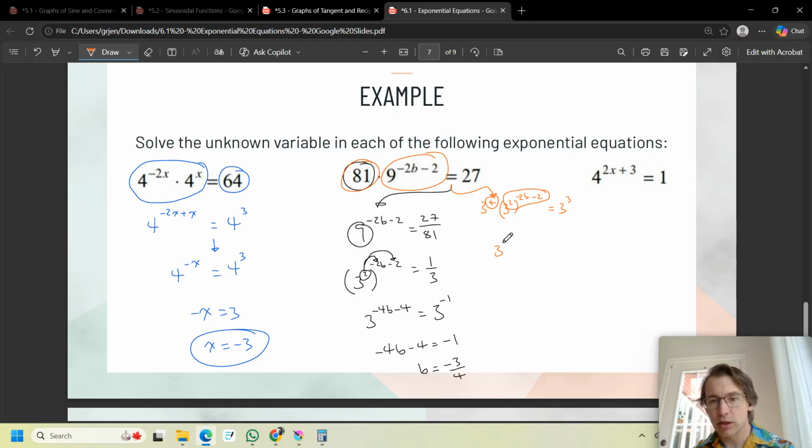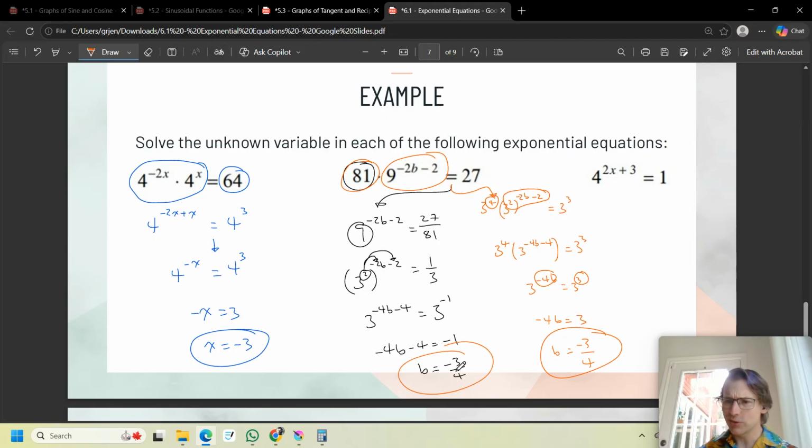So that gives me 3 to the 4 multiplied by 3 to the minus 4b minus 4 equals 3 to the 3. Adding the exponents here gives you 3 to the minus 4b equals 3 cubed. And then we equate our exponents. Minus 4b equals 3. That is to say that equals that. And b equals negative 3/4. Oh, would you look at that? We got the same thing doing it 2 different ways. It's almost like that's really a useful way to check your work.